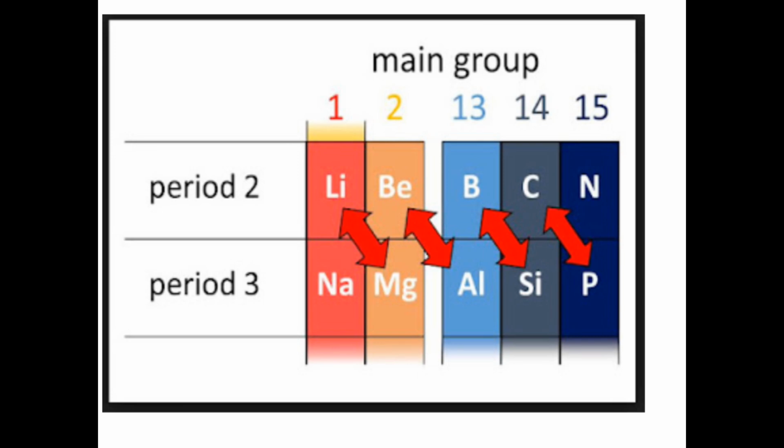Now quickly we will look at the similarities between PO2 and PO3. If you check PO2 and PO3, there is a relationship between them. Lithium and magnesium have a very strong relationship. Beryllium and aluminum have a very strong relationship. Boron and silicon the same. Carbon and phosphorus the same. What is this relationship called? It is called diagonal relationship.